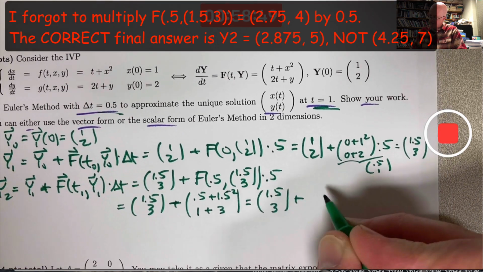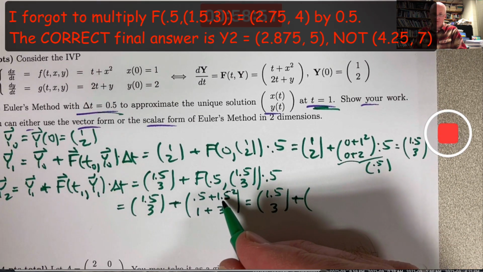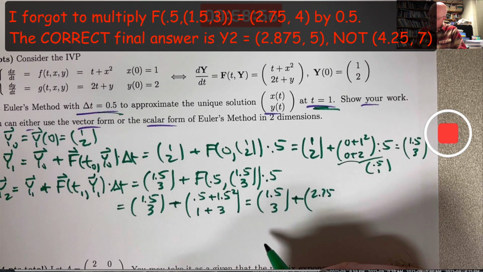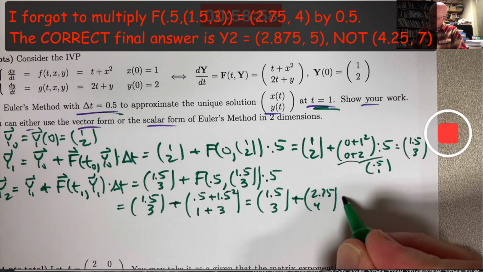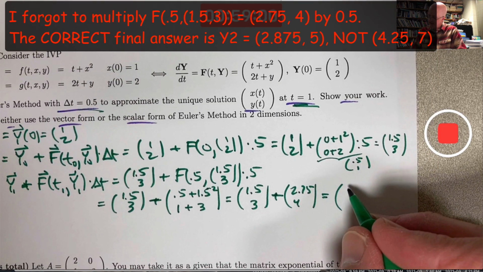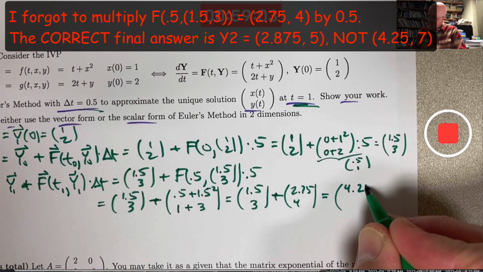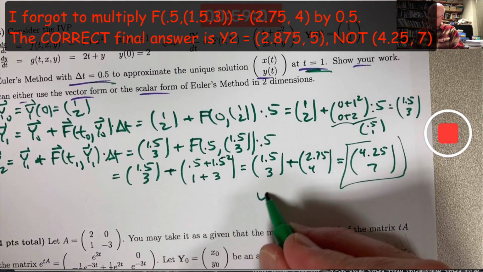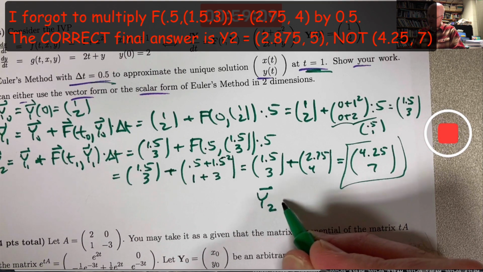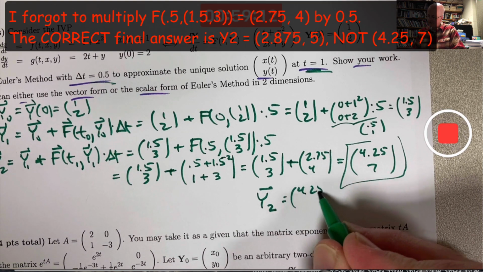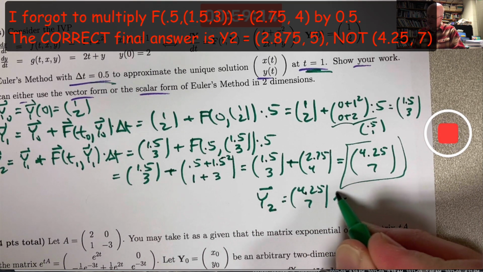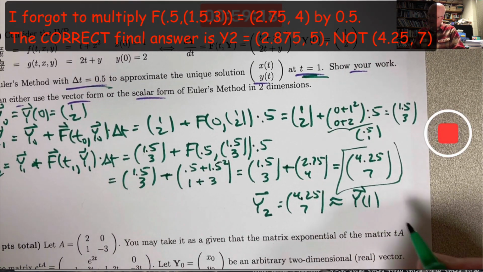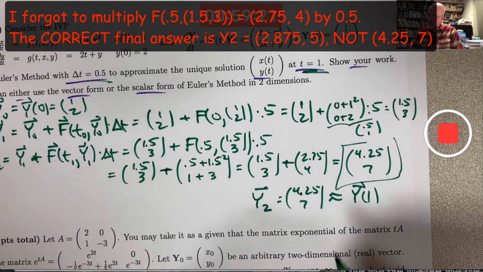1.5 cubed plus 1.5 squared is going to be 3.375 plus 2.25, plus 0.5 is 2.75. This is 4. Looks like the final answer, if I have not made a mistake, is 4.257. Y of 2, y sub 2 is 4.257. That's an approximation to the true solution at time 1, not time 2, because the time step is 0.5.